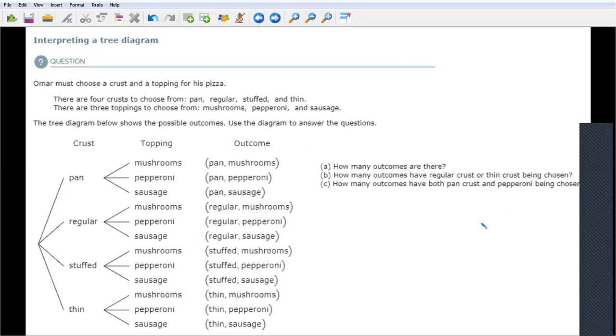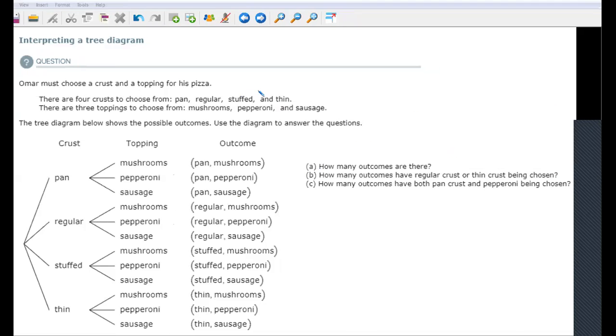So we take a look at this one. This is probably going to make you hungry. Take a look at the 4 different types of crust that you can get for a pizza. You've got pan, regular, stuffed, and thin. Then they have 3 different toppings that you can choose from: mushrooms, pepperoni, and sausage. The first question that we're being asked is how many outcomes are there? And once again, you see that there are, in fact, 12.